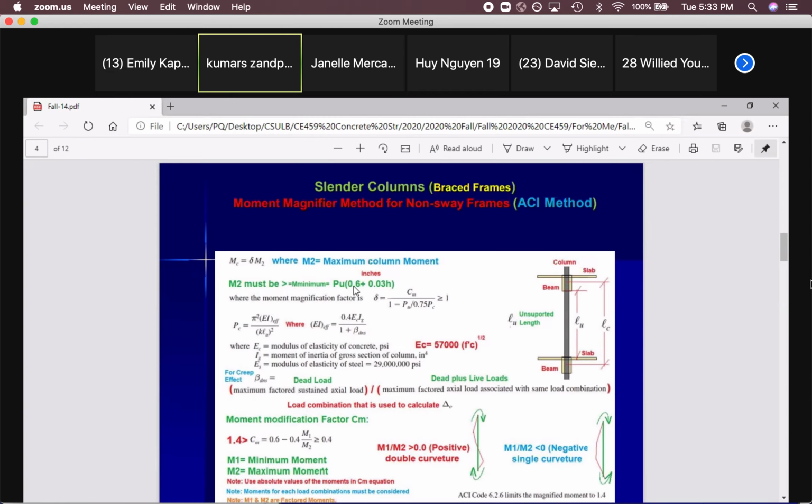Then we have to go with this one. Okay. So right now we have this. Then how to calculate this magnifier factor? That's the equation: Cm divided by 1 minus Pu, the load on the column, divided by 75% of Pc.